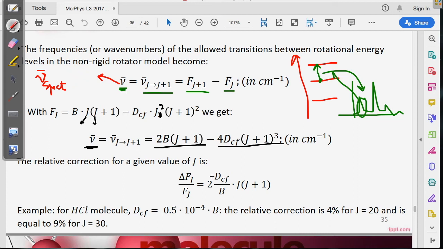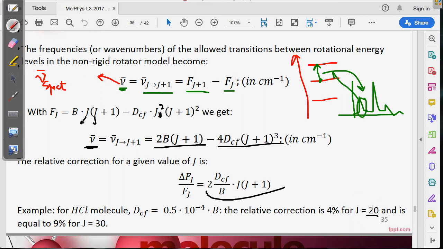Okay, so we can estimate that if you do the delta fj over fj, you will get this term. And you notice the following: this term is very small for small j's, and it gets significant only a little bit when j gets very high. When j gets high, it means the rotational energy is high. So imagine j equal 20, which is really high as a rotational energy.